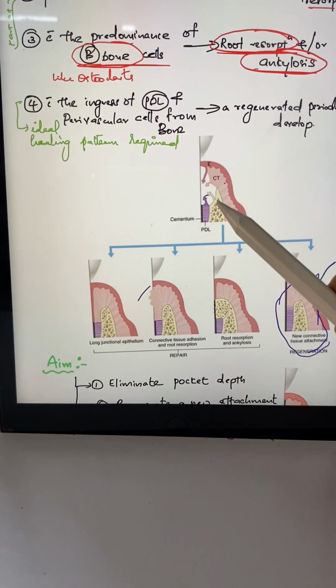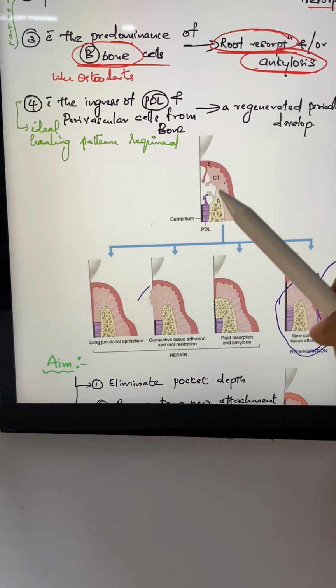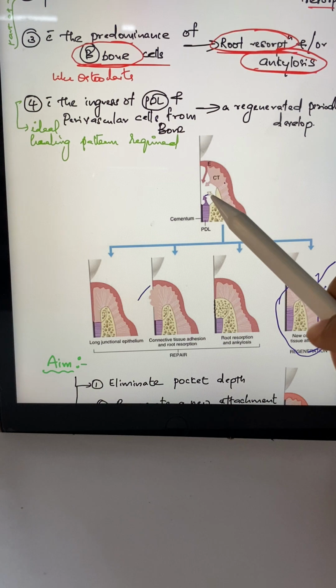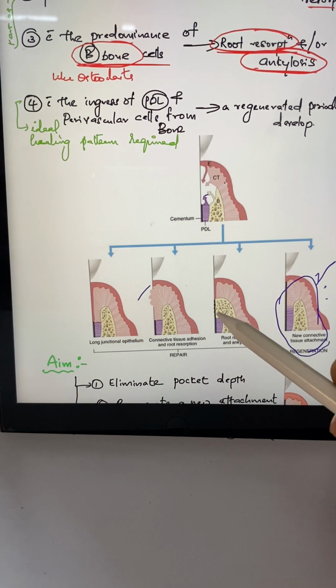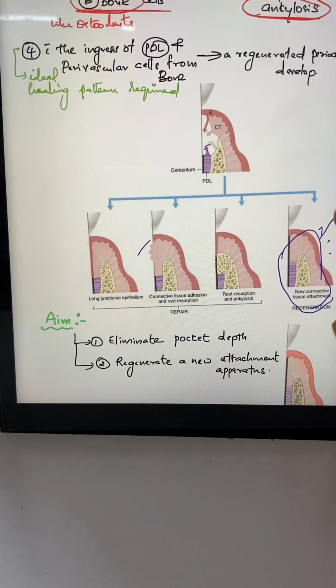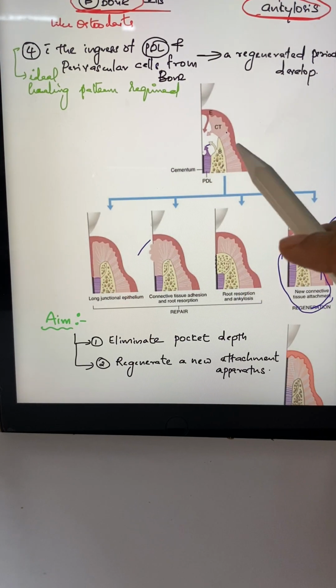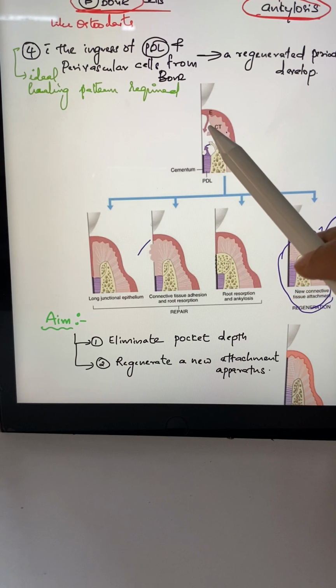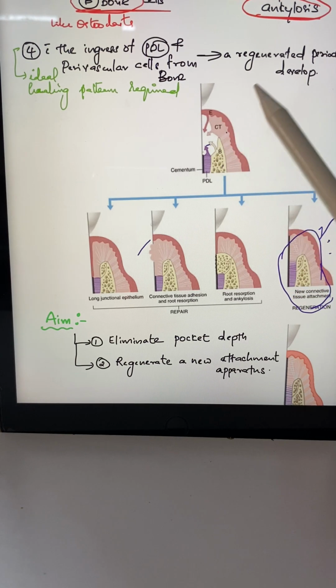occur. If the wounded site is with the predominance of bone cells like osteoclasts, it can lead to bone resorption or ankylosis. Whereas if the wounded site is full of periodontal ligament or the perivascular cells from the bone, it can lead to a regenerated periodontium. See, now this area got regenerated completely. The structure, form, function, everything has recovered completely. This is the ideal healing pattern that is required.